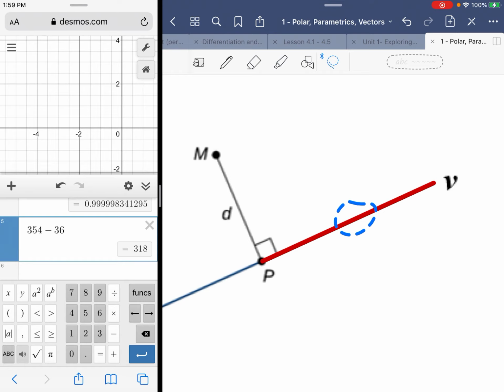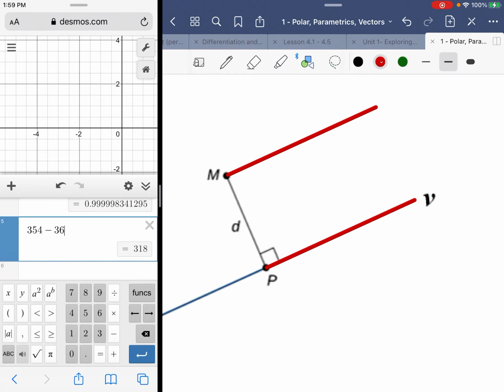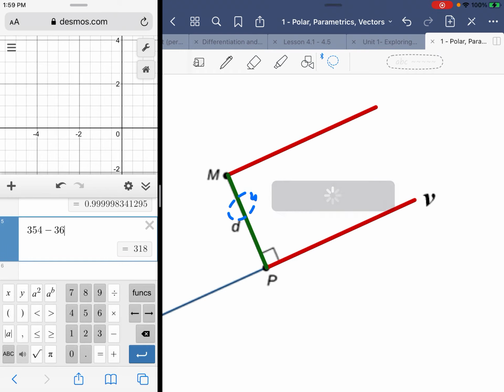So I'm going to copy, paste, I'm going to draw poorly, copy, paste. All right. So we have this rectangle.